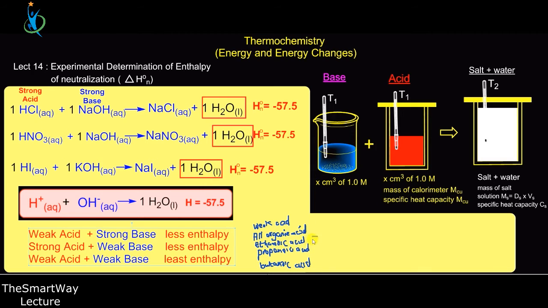Ethanoic means 2 carbons. So we are going to get CH3COOH, that is 2 carbons. And the signature for all organic acids is what? It is COOH. Good, COOH. And so for ethanoic it must be 2 carbons, so we have 1 carbon added to this one to become ethanoic acid.